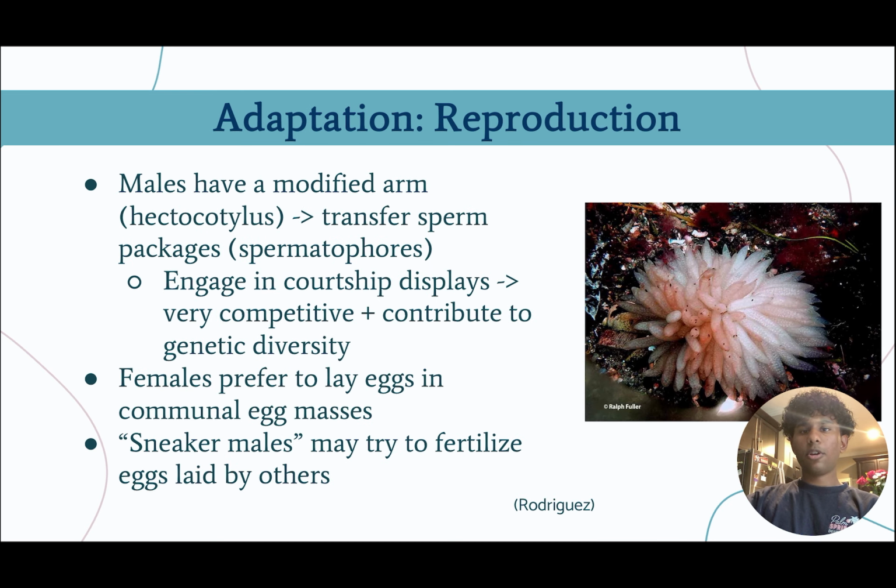Their next adaptation is reproduction. Males have a modified arm called a hectocotylus, which transfers sperm packages to the females. They also engage in courtship displays, which are very competitive and contribute to genetic diversity. The females will prefer to lay eggs in communal egg masses, and sneaker males will try to fertilize the eggs that are laid by others.